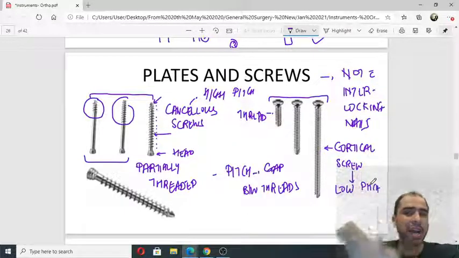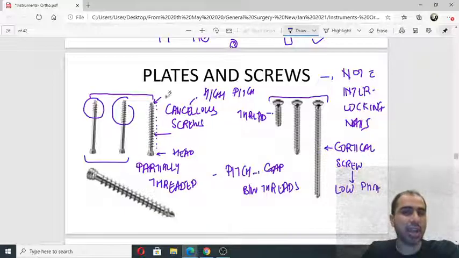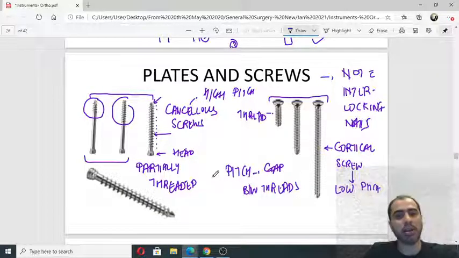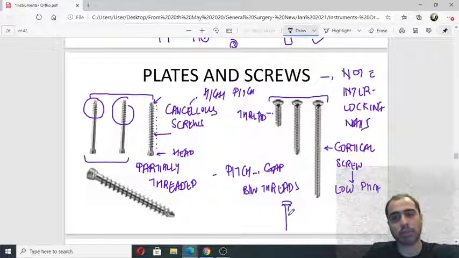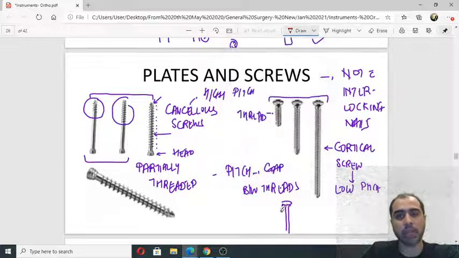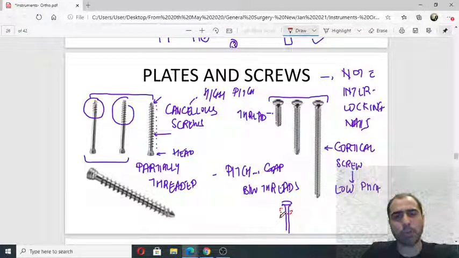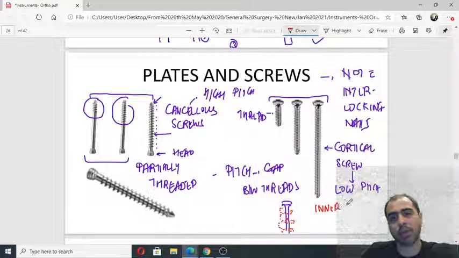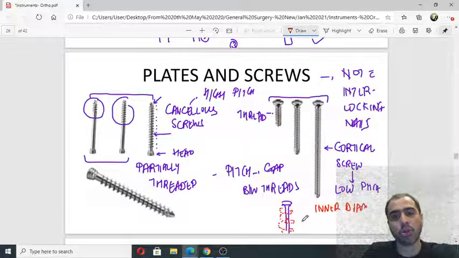There are more differences, but this is the main one. Other differences are hypothetical, meaning you will not be able to see them. Like in a cancellous screw, understand a screw is like this. Okay, this is the body of the screw, and these are the threads which go on the outside. So basically, every screw has two diameters. There is a diameter of the body, the inner diameter, and there is an outer diameter which is the diameter of the thread.